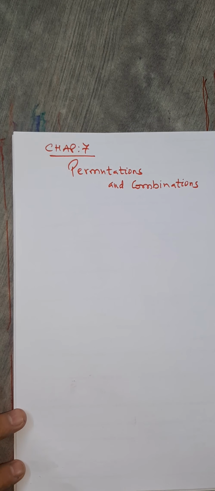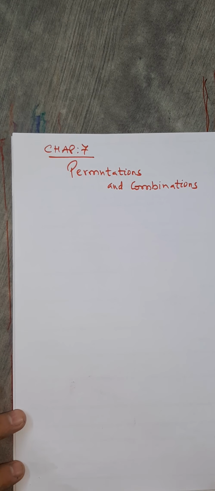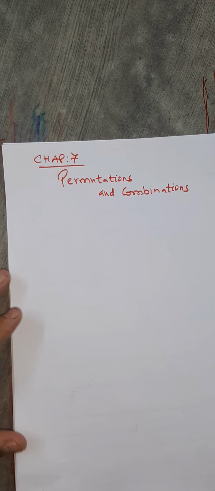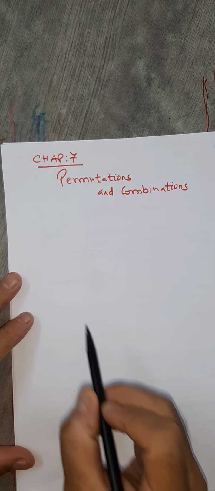Chapter number 7, Permutations and Combinations. This is a totally new concept for 11th standard students, and it's very important also. We'll use these concepts frequently in 11th and 12th standard. Let's see. It's interesting also, you will realize.